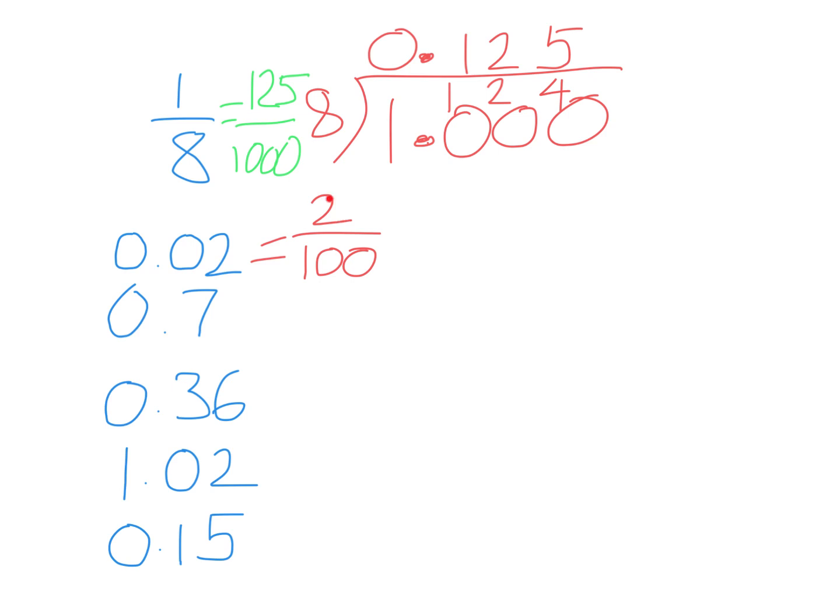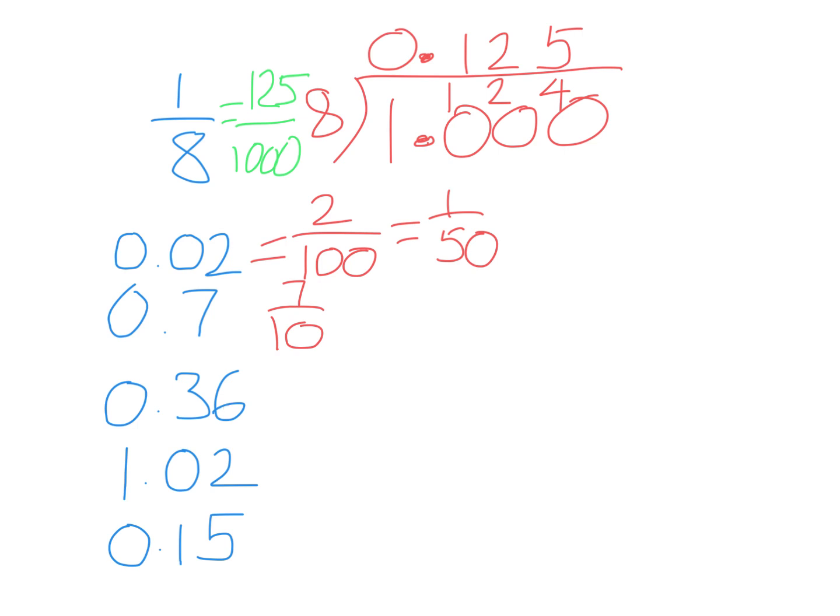So this fraction can be simplified because they have a common factor of 2. 2 divided by 2, 100 divided by 2. 0.02 and 1 over 50 are the same number, just written in a different way. So 0.7, we just write the 7 on top, no decimal point, and it's in the tenths column. So it's just 7 over 10, and that can't be simplified.